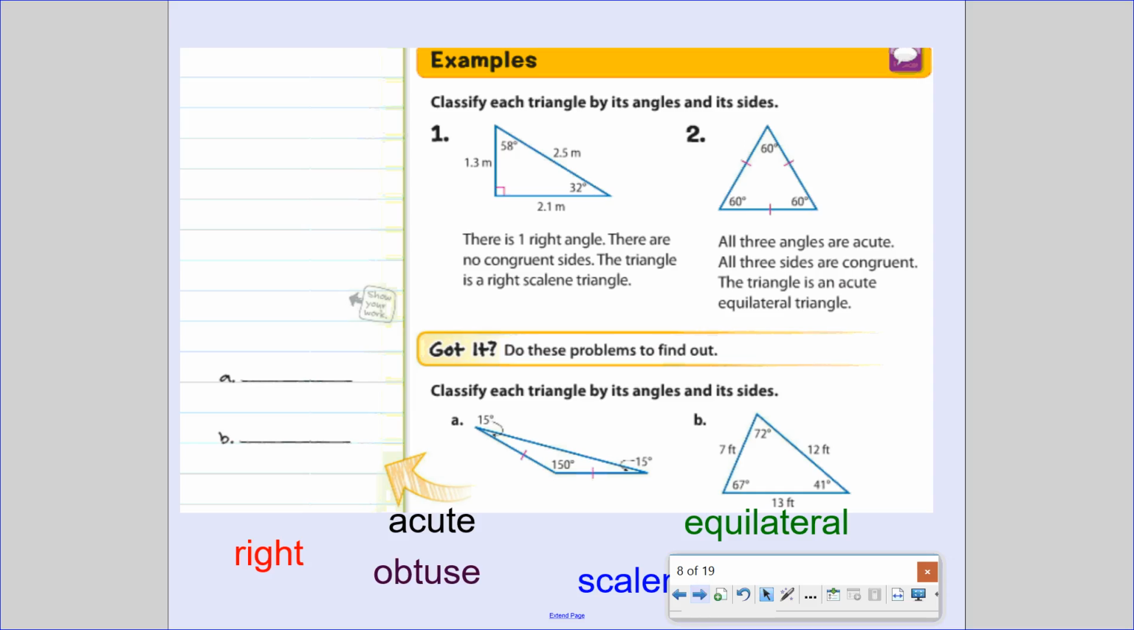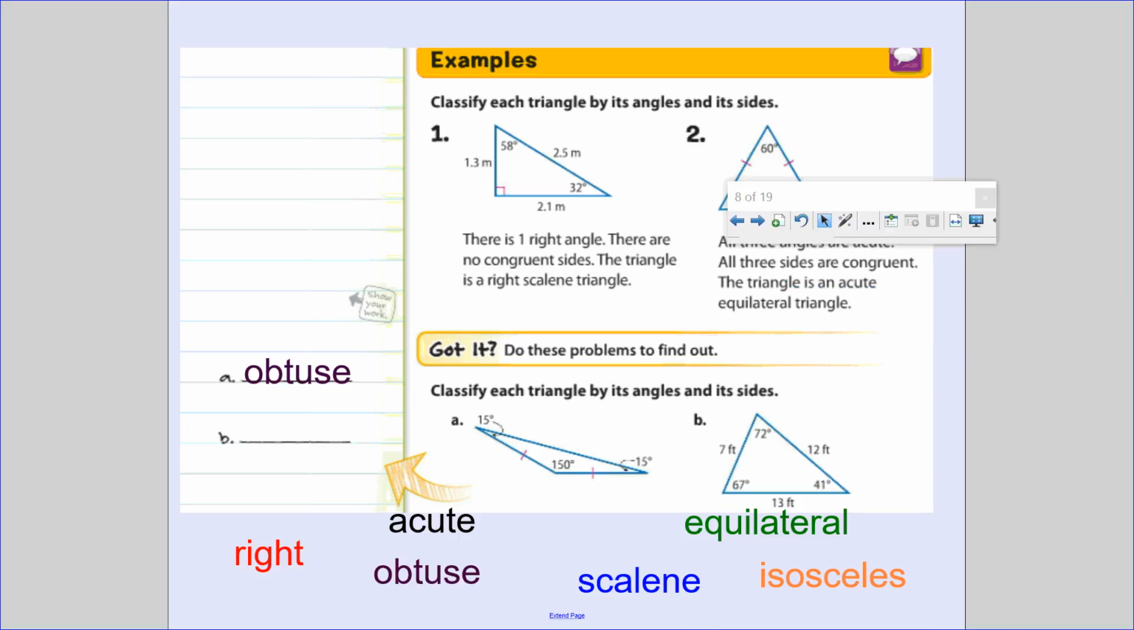So what you're going to be doing is you have a problem here. Classify each triangle by its angle. Start with angle. What kind of angle is 150 degrees? Obtuse. What kind of angles do you see for B? 72, 67, 41. They are less than 90, so it must be acute. And now by its sides. In this one, these 2 look the same size. This one looks longer. 2 of them. I have 2 eyes. Oh, isosceles. And the last one, 7 feet, 12 feet, 13 feet. All of different distances. Scalene.